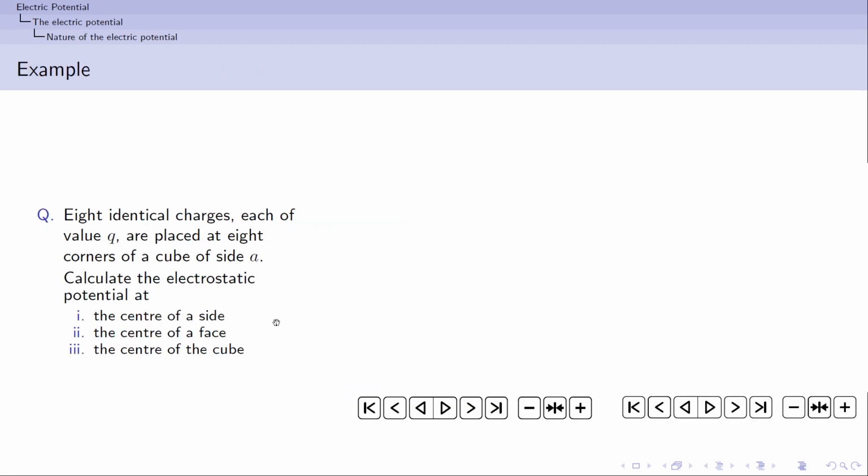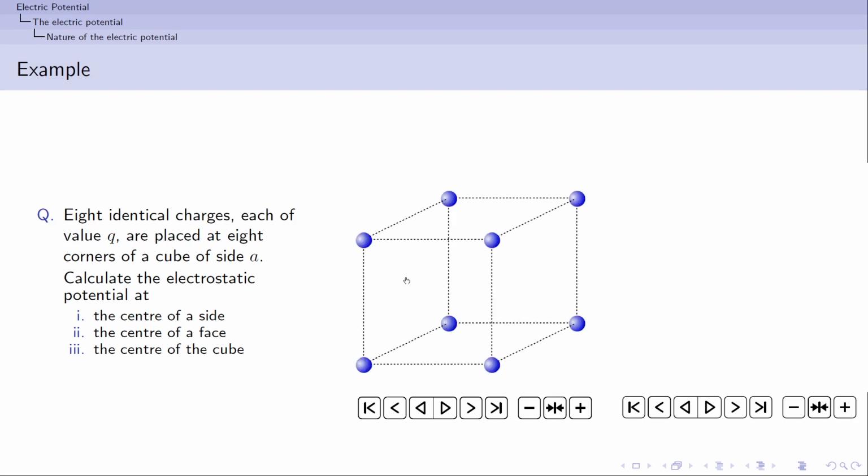So let's take an example problem where we use the electric potential due to a point charge and apply the superposition principle. Over here we have 8 identical charges placed at the 8 corners of a cube. Each of these charges has the same value, q, and the length of each side of this cube is a.